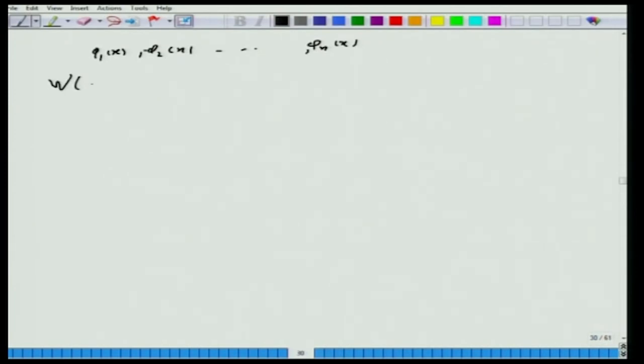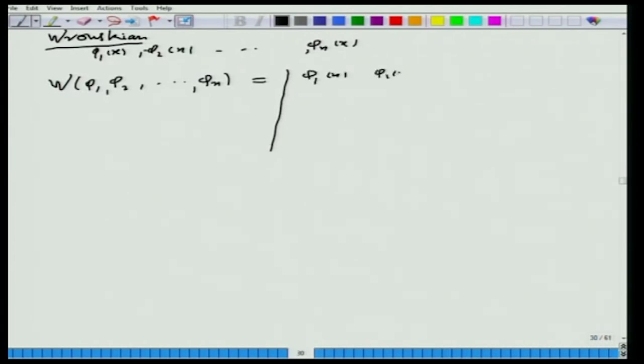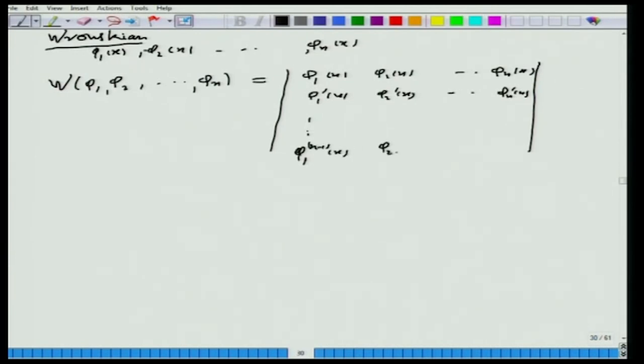So, the Wronskian of phi 1, phi 2, phi n is the determinant with first row phi 1 x, phi 2 x and phi n x, and second row phi 1 prime x, phi 2 prime x and phi n prime x, and like this we continue, until the (n minus 1)th derivatives of phi 1, phi 2 and so on up to phi n. So, this determinant is called the Wronskian of n functions.